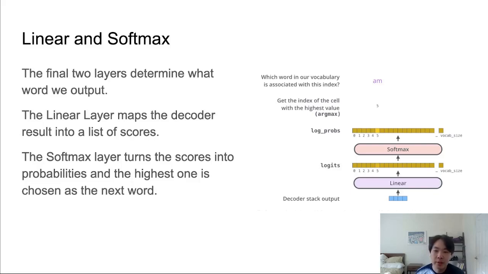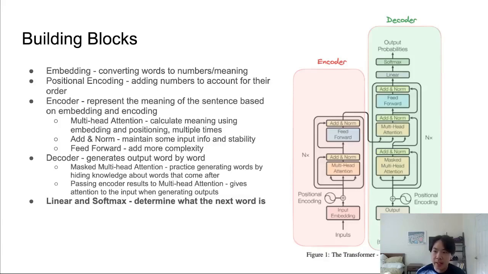Our final two layers determine what word we output, our linear and softmax layers. Our linear layer maps the decoded results into a list of scores. And then the softmax layer turns these scores into probabilities, and the highest one is chosen as the next word. And that's the last part of our decoder, the linear and softmax layer.